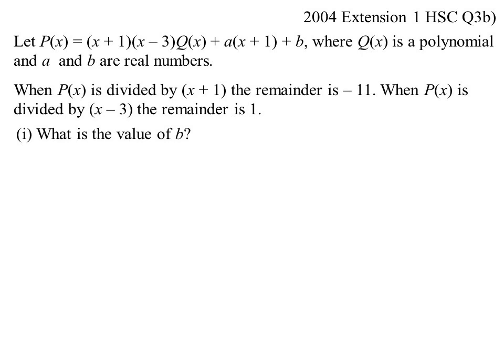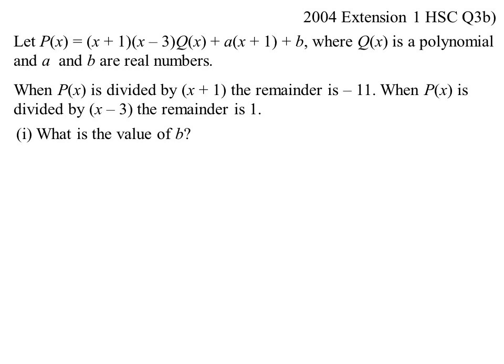Very old HSC question. So they've given us a polynomial, x plus 1, x minus 3 times some quotient, plus, and they've written the remainder in a strange way, a outside of x plus 1 plus b. We're told that when it is divided by x plus 1, the remainder is negative 11, but when it's divided by x minus 3, the remainder is 1. What is b? It's just a matter of using our factor theorem or our remainder theorem depending on the situation.